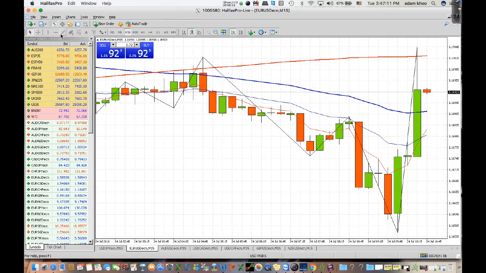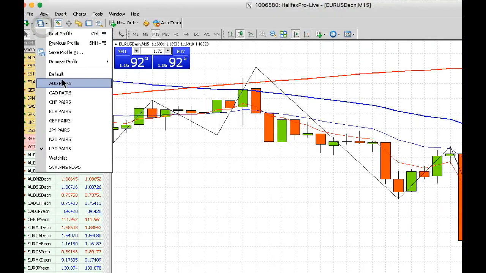Okay. Similarly, what you want to do, you want to create Aussie pairs, Canadian pairs, franc pairs, euro pairs, pound pairs, yen pairs, New Zealand pairs, and dollar pairs, right? So altogether 8 different profiles, okay? So this is when I trade my usual strategies, like I trade a bull flag, I trade the trend continuation entry pattern. Now, when I scalp the news, I've got a special one called scalping the news.